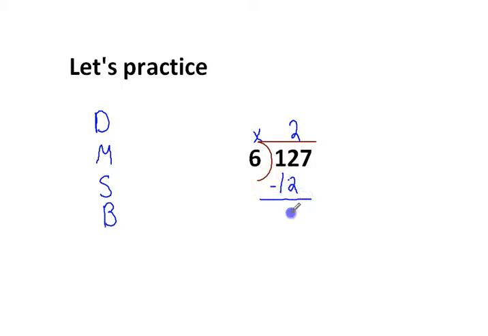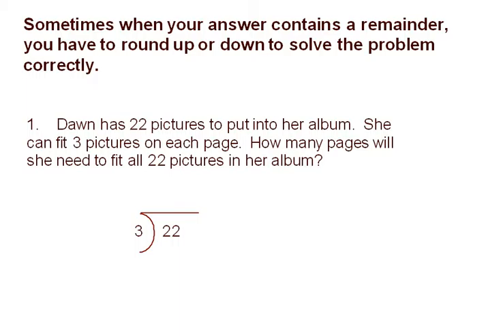So subtract. I had nothing left. Bring down the 7. Now I'm counting by 6s and see how close I can get to 7. You are right. It just takes 1 time. 1 times 6 is 6. Subtract. You have 1 left. So we put R1 at the top for the remainder. I think you're getting the hang of this.